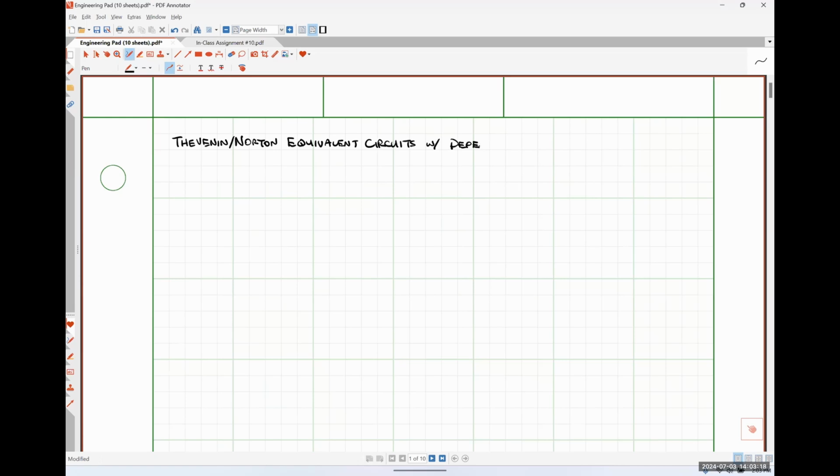So a lot of this is just going to be the application of what we learned in Monday's class meeting. But when we get specifically to determining the equivalent resistance of a network containing a dependent source, that's where things are going to get a little bit tricky. And so we're going to focus most of our attention there. So let's start with an example problem.